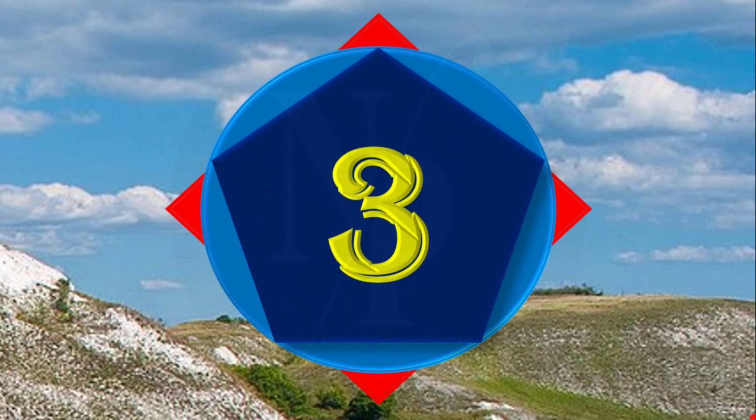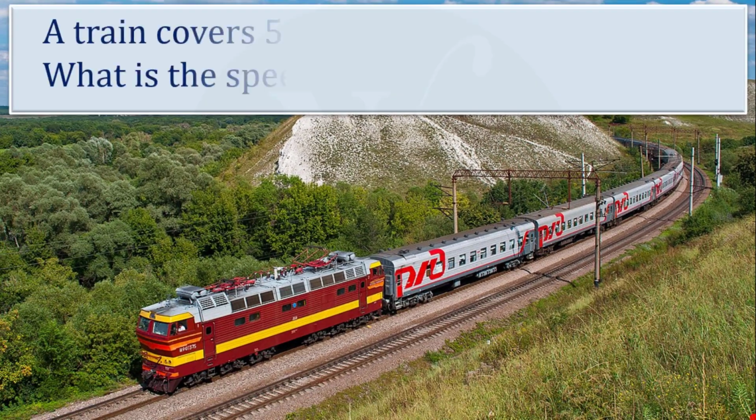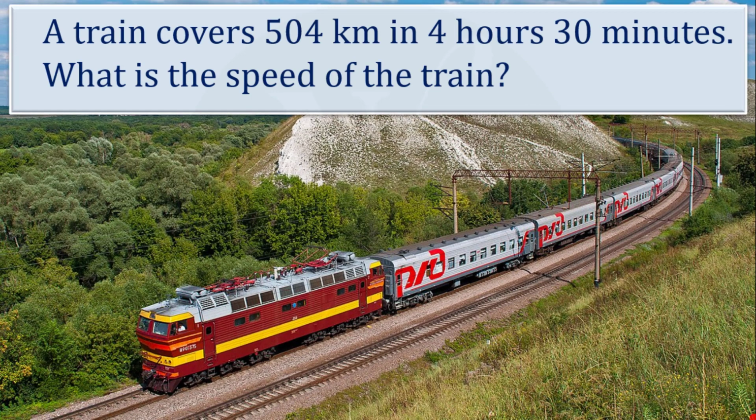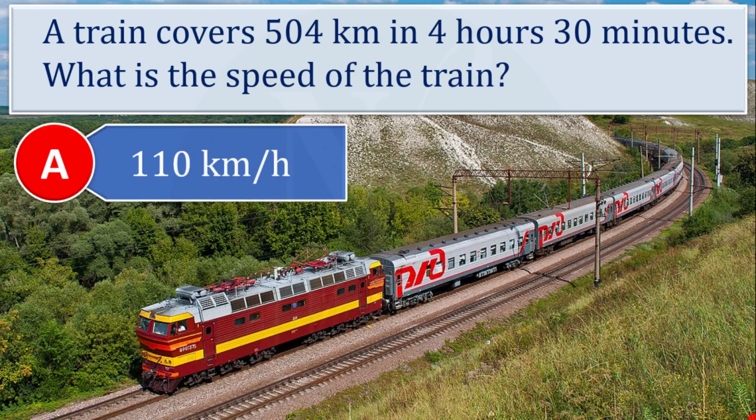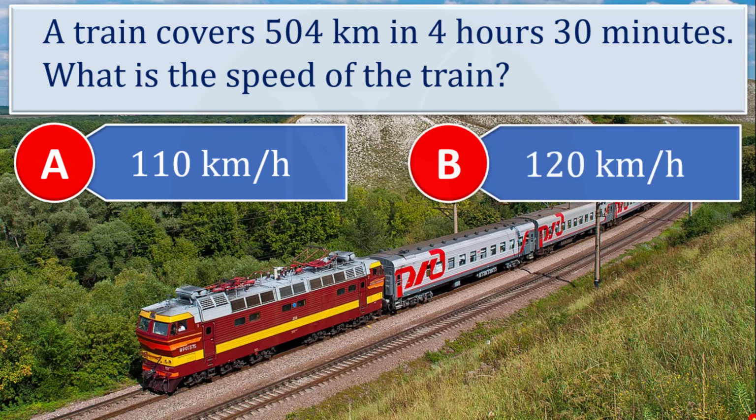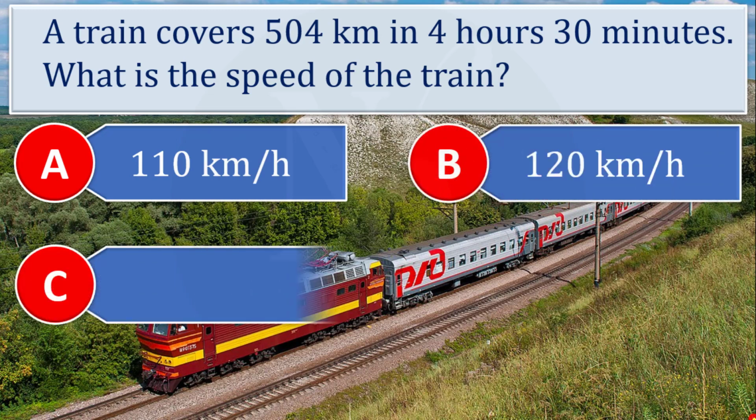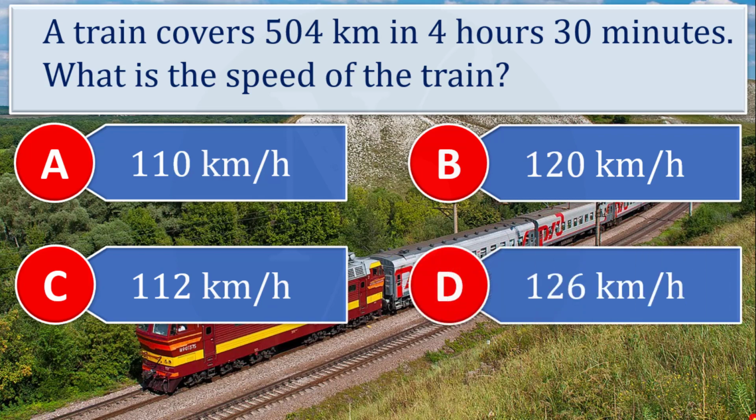Question number 3. A train covers 504 kilometers in 4 hours 30 minutes. What is the speed of the train? Answer option A, 110 km per hour. Option B, 120 km per hour. Option C, 112 km per hour. Option D, 126 km per hour.